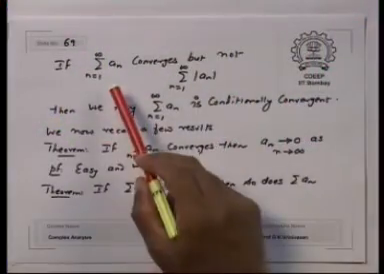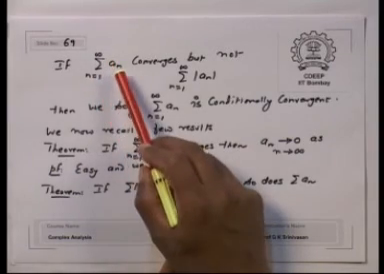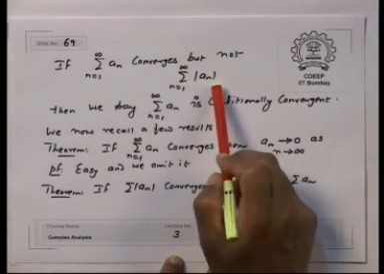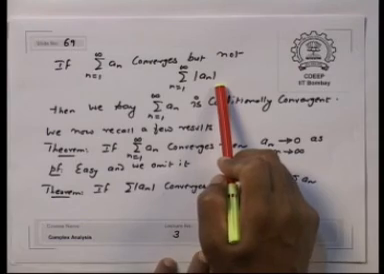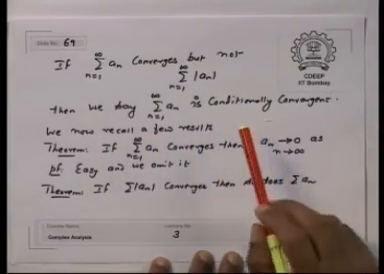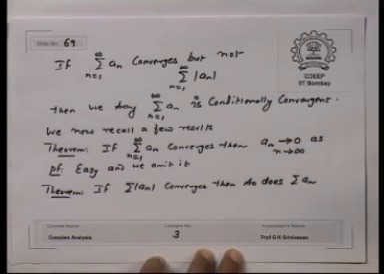Alright, before we get to this theorem, let us also introduce one more terminology. Suppose sigma n from 1 to infinity a n converges, but sigma n from 1 to infinity mod a n diverges, then we say that sigma a n from 1 to infinity is conditionally convergent, correct.